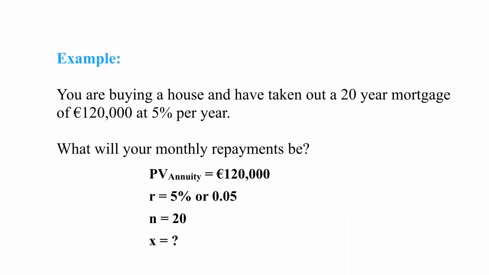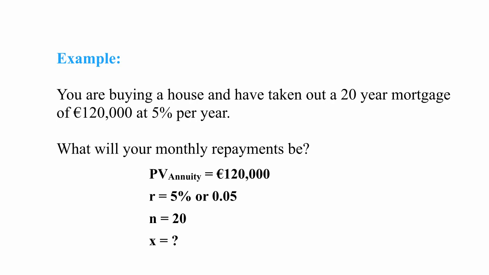So for example, you're buying a house, you have a 20-year mortgage of $120,000 at 5% per annum, and you want to know what your monthly repayments are. Based on the formula you've just looked at, I'll show it again after this slide, we see that the present value of this annuity is 120,000. The reason we know that this is an annuity and not a perpetuity is that you have a finite period of 20 years. So the present value of that 20-year annuity is €120,000.